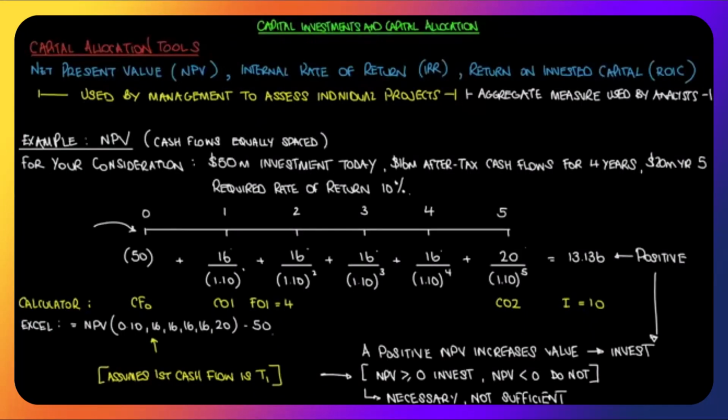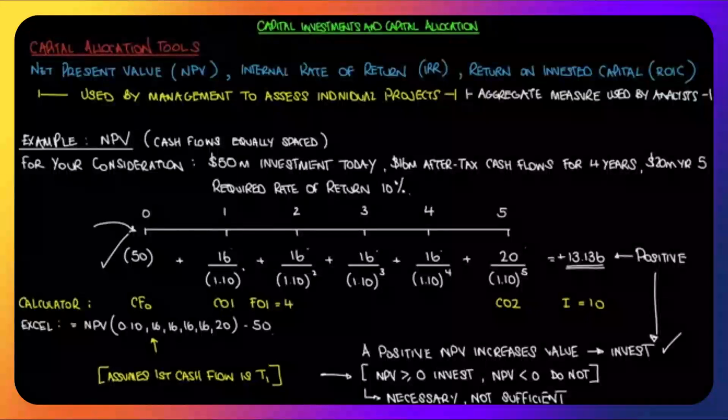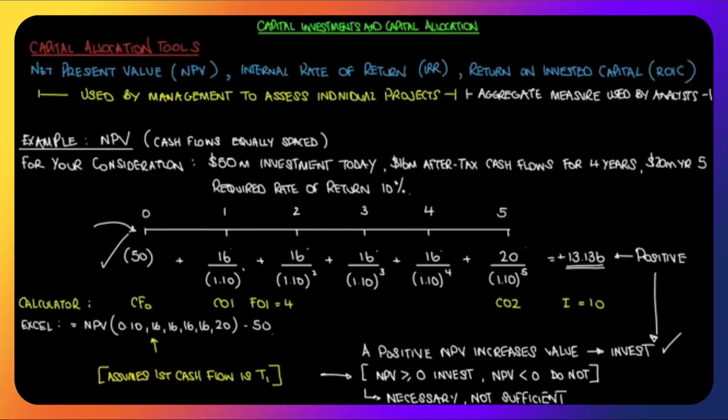Add all of those PVs up, and what you'll get is 13.136. It is a positive number. What does a positive number mean? Invest, spend the money, do the project. A positive NPV means you are increasing the wealth of shareholders. You are adding value. If it is greater than 0, if it is positive, invest. If it is less than 0, do not. If it's less than 0, you are not creating wealth.